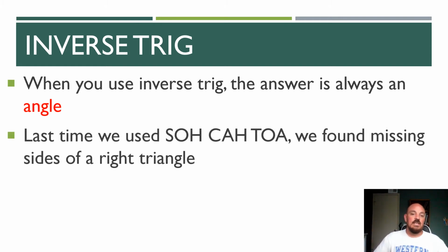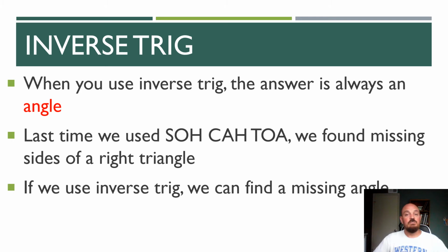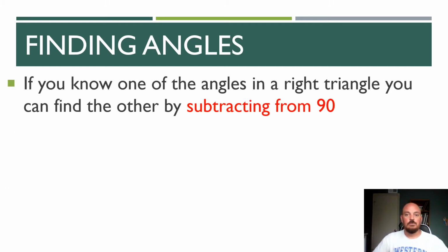So, yesterday, we used SOHCAHTOA to find missing sides of a triangle. Today, we're going to use it to find a missing angle. The difference is we're going to have to use inverse trig to do that. So before we get to the inverse trig part, let me start with something I want you to know, because there's a real easy way to do some of these questions.